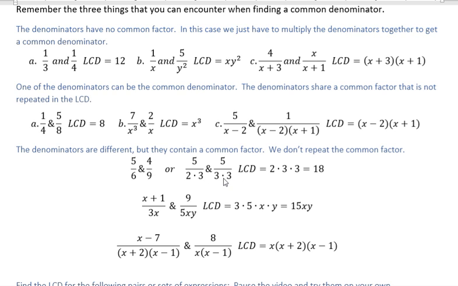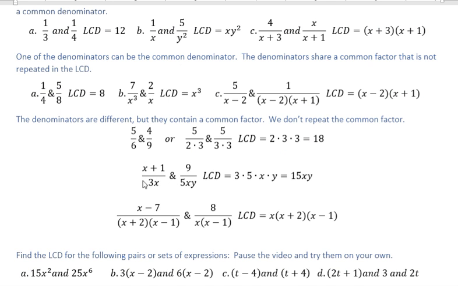That 3 that they have in common is not repeated, so we have 2 times 3 from the 6. That 3 is already represented, and then we multiply it by the other 3, giving us the LCD of 18. That's something that looks familiar. This might look a little less familiar.